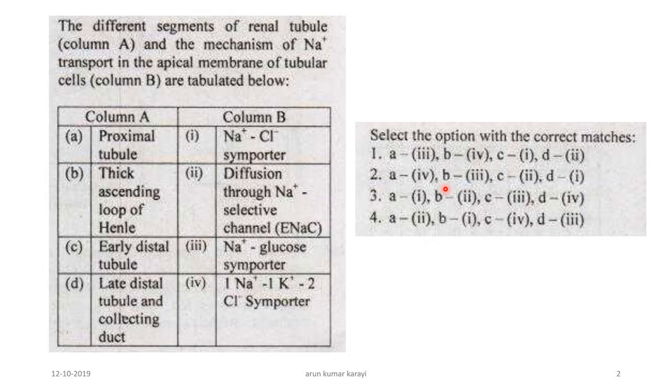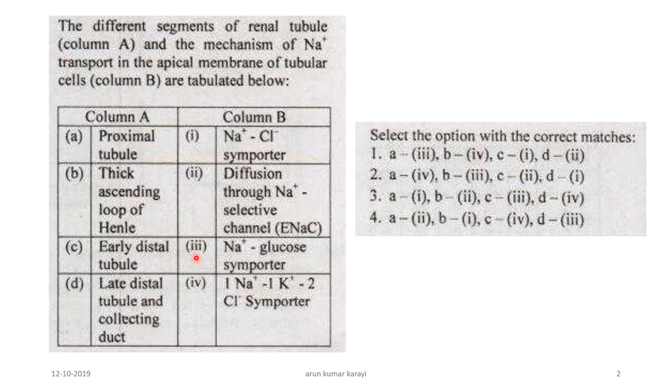Here regarding the proximal tubule, which will be the best match? Sodium chloride importer, diffusion through sodium selective channel, sodium glucose importer, and sodium K plus 2 chloride importer. Regarding the proximal tubule, you should remember that there was a sodium glucose importer, whereas sodium ions, glucose as well as amino acids, bicarbonate, phosphate were reabsorbed. So A will be matching with the third option, 3.